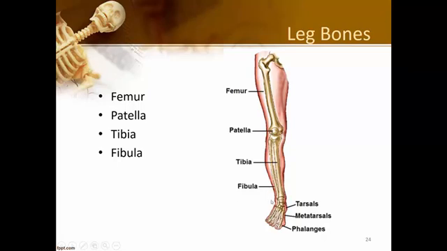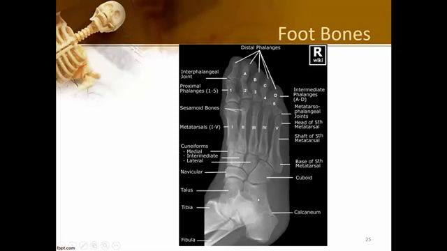Then your ankle bones are known as your tarsals. Here's a close-up picture of your ankle bone. The heel bone is called your calcaneus, and the bone the tibia rocks on is called the talus. And then your metatarsals form most of your foot, and your toe bones, also called phalanges, just like your fingers.